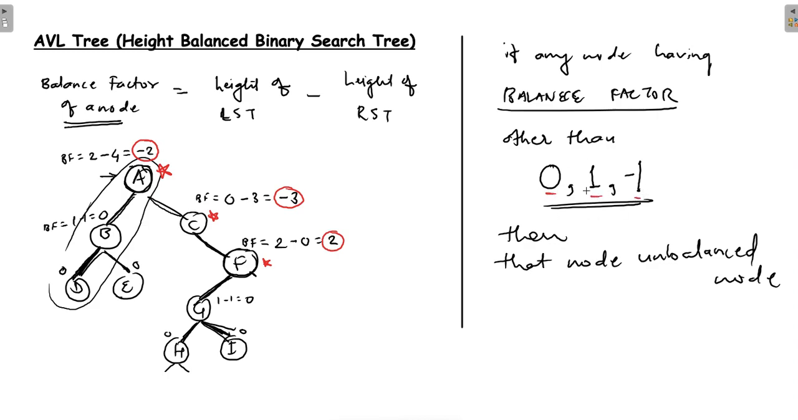If we are getting a balance factor other than these values, it means that nodes are not balanced, and then we need to perform operations of the AVL tree, and those operations are called rotations on AVL tree. So what are those rotations? Let us take one example for the rotation here. There are different types of rotations we have.